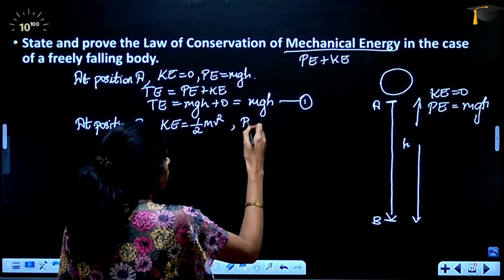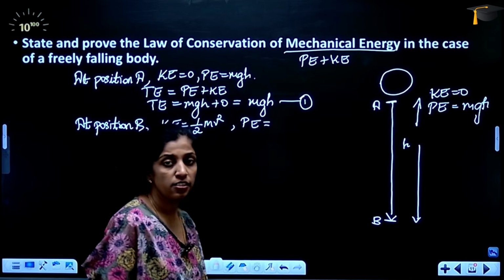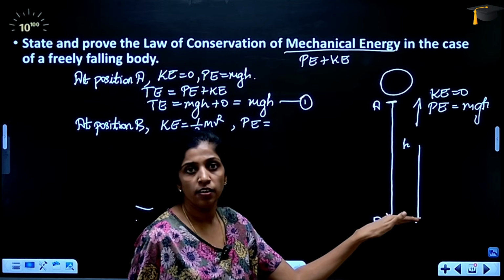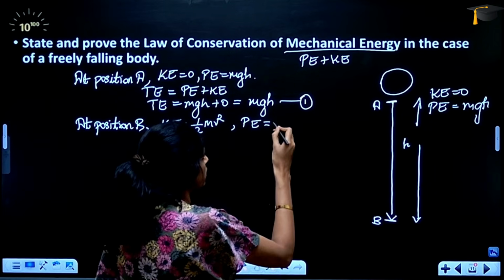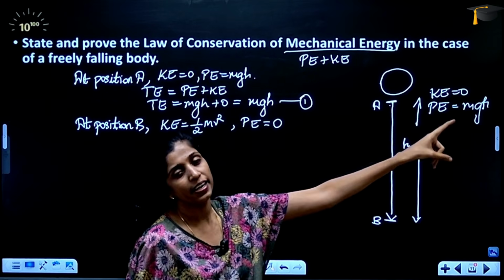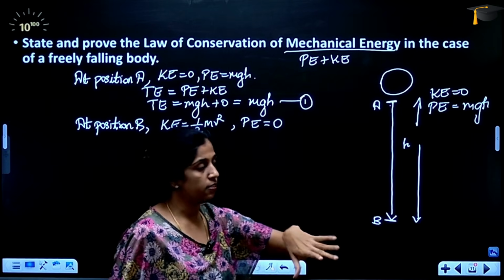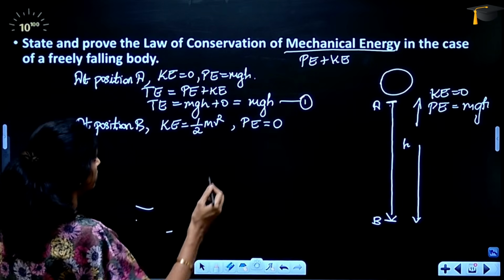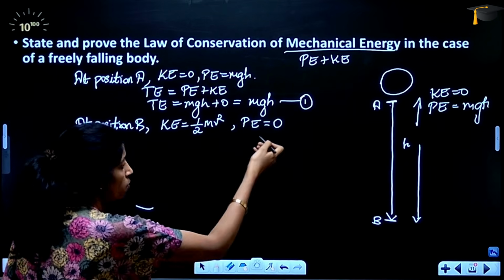Okay. What about potential energy? So, potential energy formula is what? mgh, right? Do we have any height at the ground level? Since height is 0, therefore potential energy is also 0. In this case, U is 0, therefore potential energy is 0. That's the reason. Now, kinetic energy is half mv square, potential energy is 0. My total energy will be half mv square.